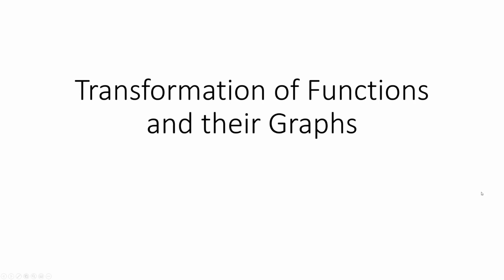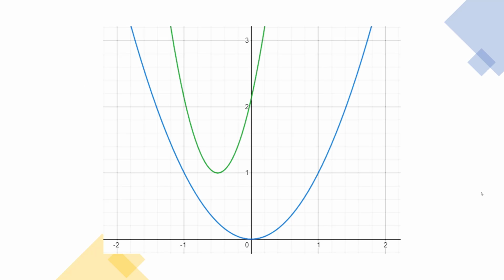In this video, I'm going to look at transformation of functions and their graphs. So we're going to look at, say, starting with a function such as y equals x squared, and then multiplying and adding different constants at various points to the function to end up with a new function. And look at how those constants impact the graph as they're being added to the function of y equals x squared.